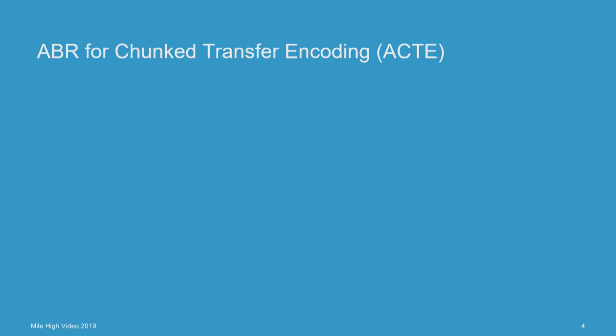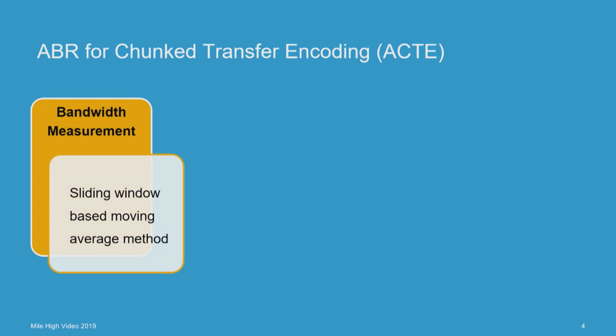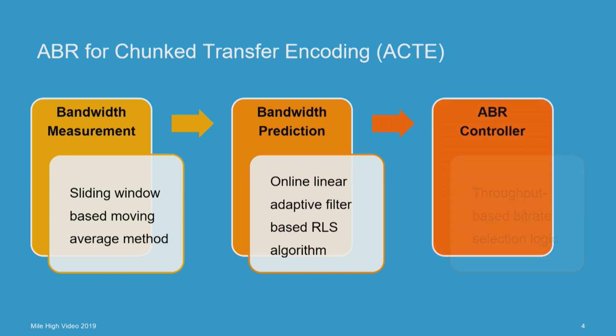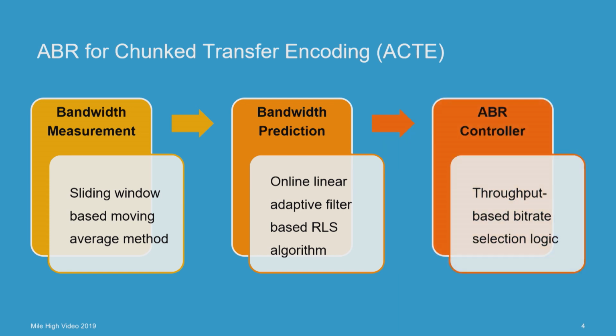We came up with a method we call ACTE, ABR for chunk transfer encoding. We are doing the regular bandwidth measurement. We start the timer when we send a request, stop the timer when we receive a response, look at the response size, and so on. We are using a slow sliding window averaging method that everybody uses here. Nothing much new here. Then we do prediction, and that goes into an adaptive filter, which is an important factor in this work. Based on that, we run the ABR controller algorithm so that it can upshift, downshift, or stay at the same bitrate. This is what most players are currently doing as well.